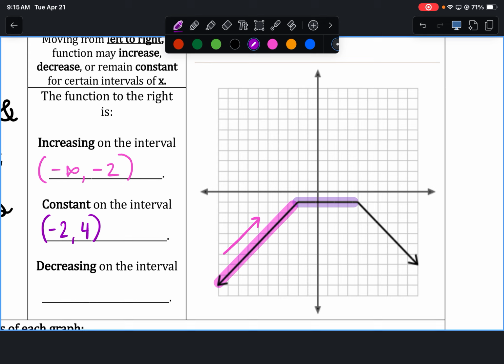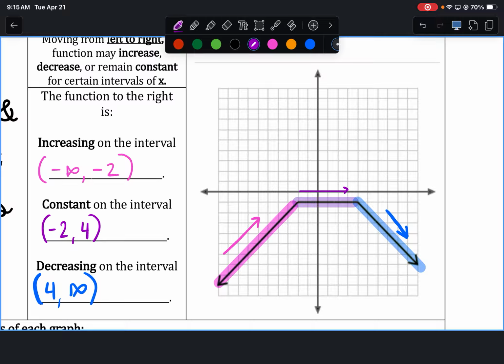So now, decreasing. What is happening from here down? It's going down, right? Where does that section start, at what x value? 4. And where does this arrow on the right side go? Positive infinity. Because it's on the right side, it is positive infinity. If it's on the left side, it's negative infinity. Okay? So that is where that graph is going: increasing, decreasing, or remaining the same.